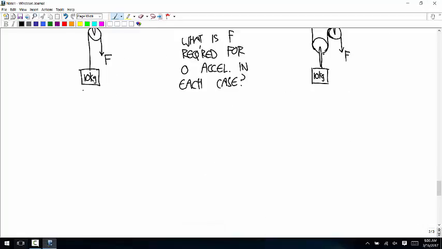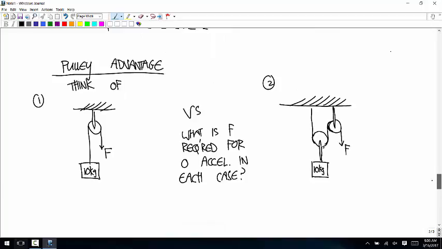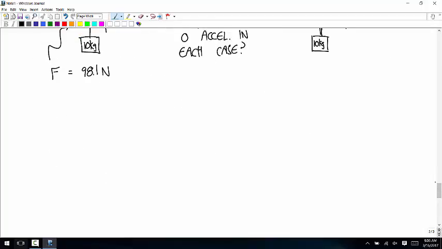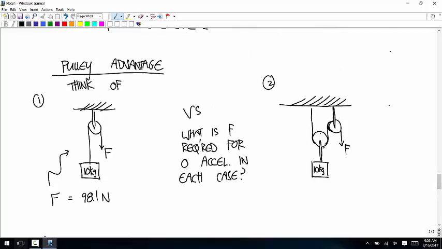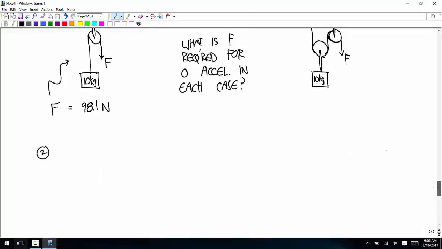Okay, so what you got from this one is that F is equal to 98.1 newtons. Okay, that one's not so impressive, right? It didn't change the force at all. It just changed the direction that you have to apply the force. But now let's go to number 2, and what I'm going to isolate is all of the hanging stuff.